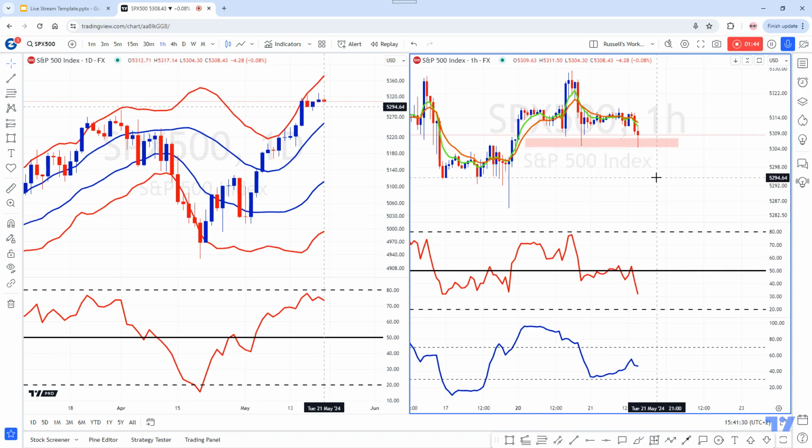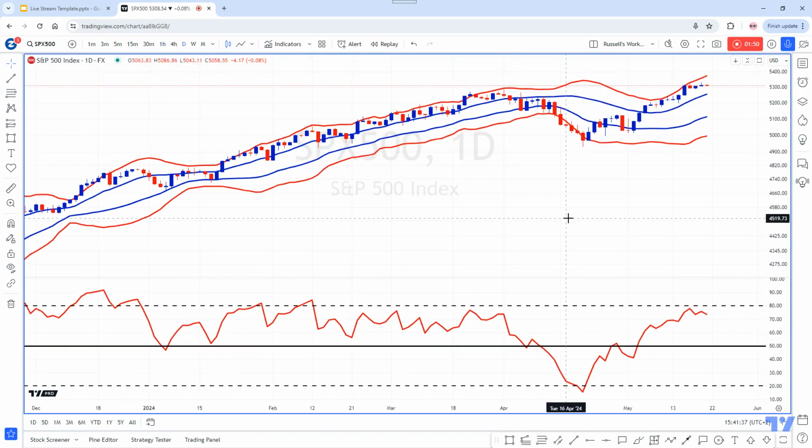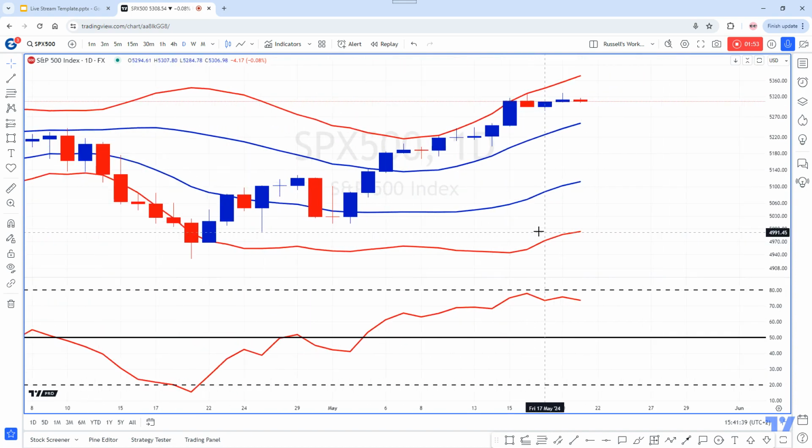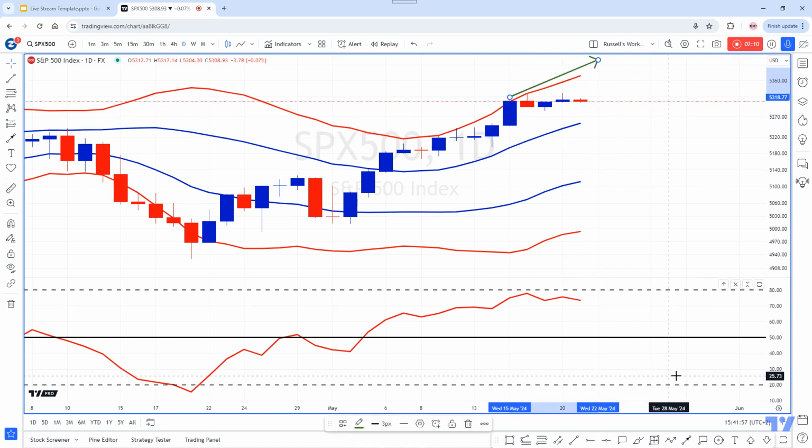Now, let's just take a step back and go through to the daily chart, get a broad view of the daily trend. And we can see that we are in zone 1. Zone 1 is between the upper red and upper blue band. And importantly, the band is moving in that northeasterly direction, right?